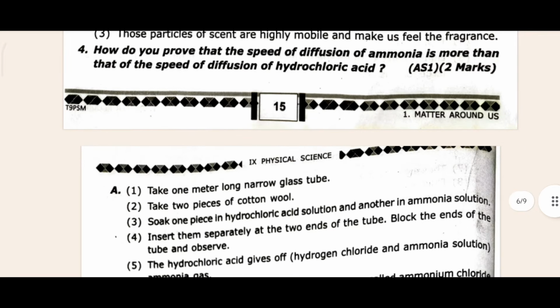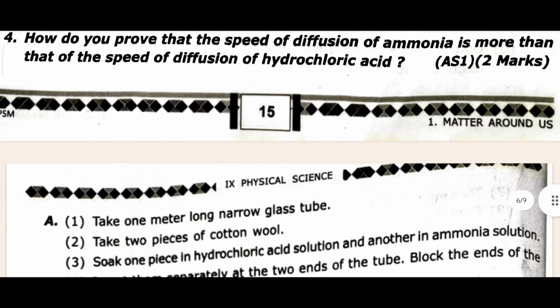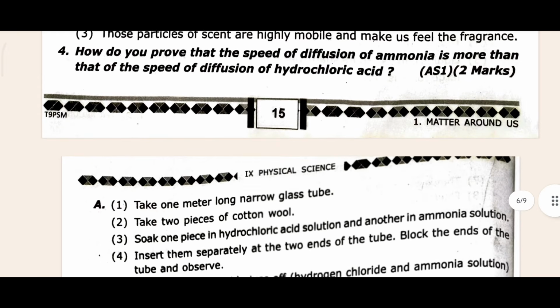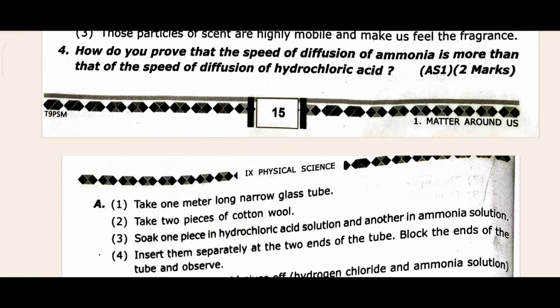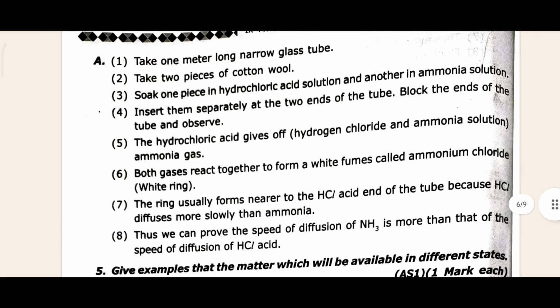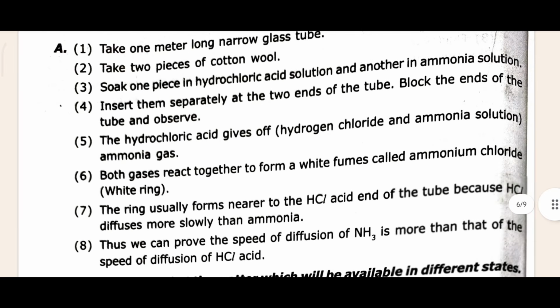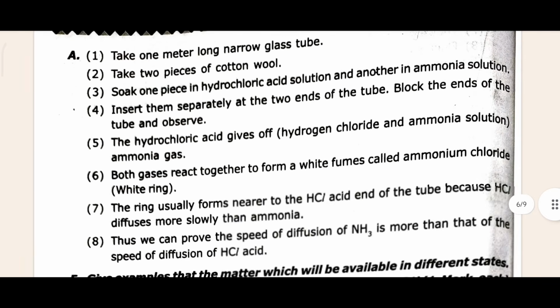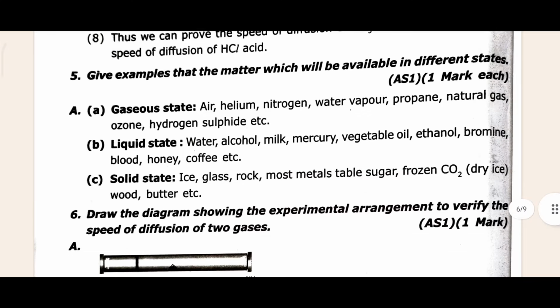And if you see the fourth question is given here, and the fourth question tells: how do you prove that the speed of the diffusion of ammonia is more than the speed of diffusion of hydrochloric acid. And the answer is here, you can easily see. Okay now, so I hope you don't have any kind of doubt about this question and answer. Whenever you get a doubt, just match with your textbook. Okay, so if it is clear, then see the fifth one.